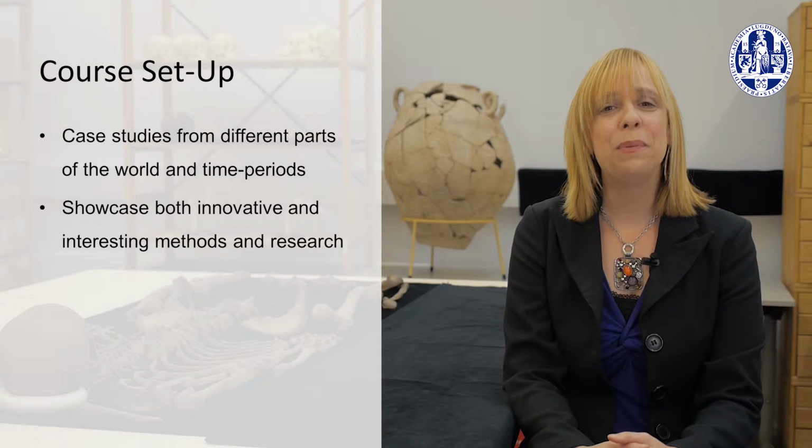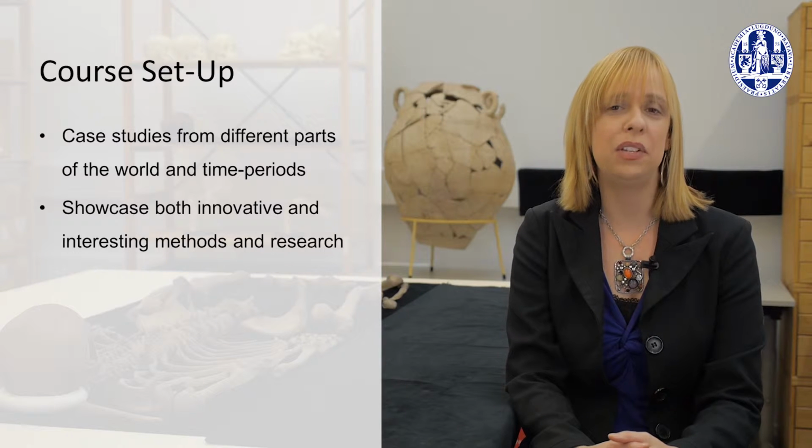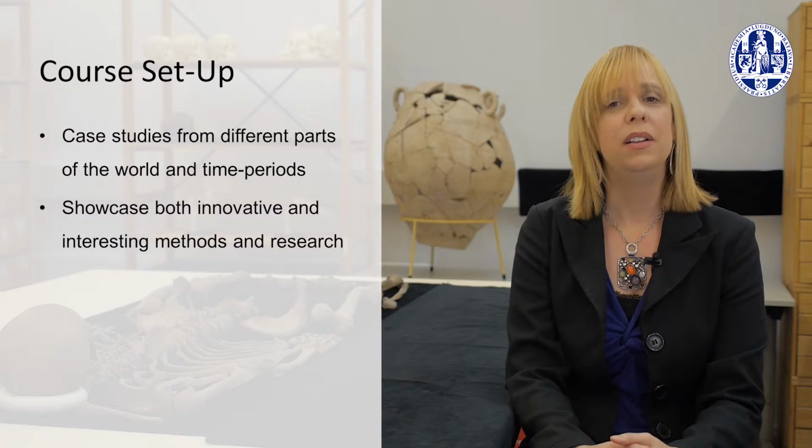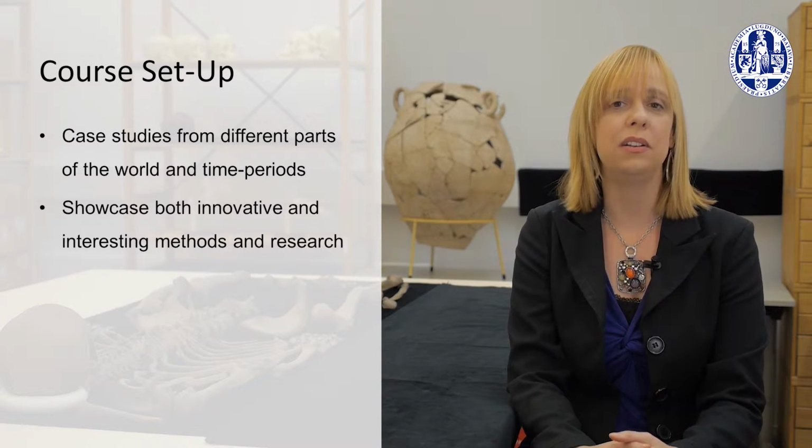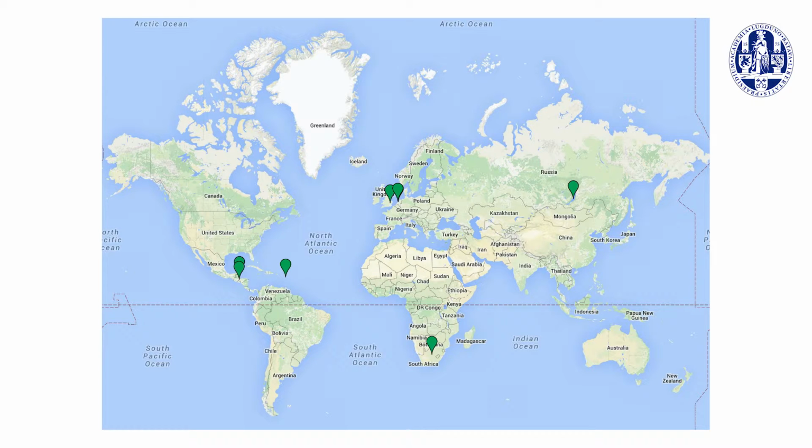Our examples will be drawn from the more recent human past, going back in time as much as about 10,000 years ago to as recently as about 100 years ago. We will explore past hunter-gatherer and agriculturalist populations from all over the world, as depicted here. And as we are in the Netherlands, there will be a lot of Dutch examples. Here is how the course will proceed.